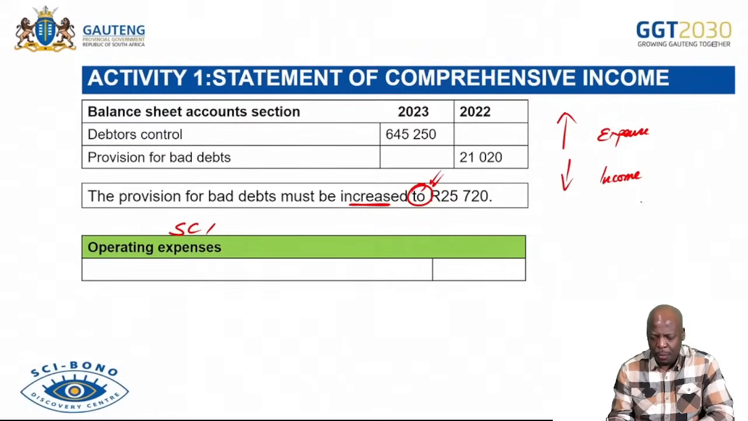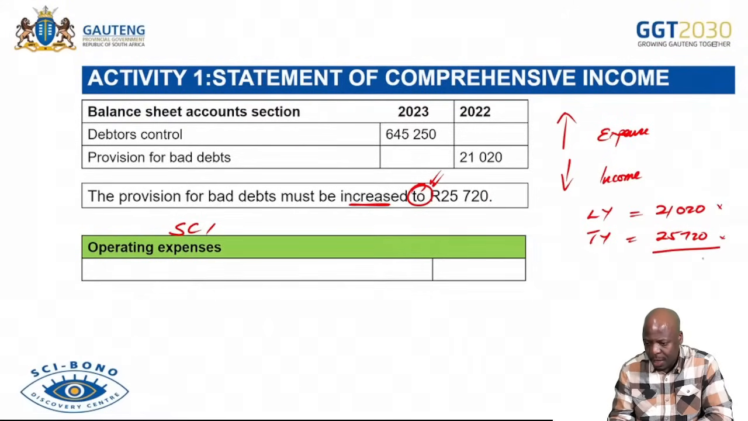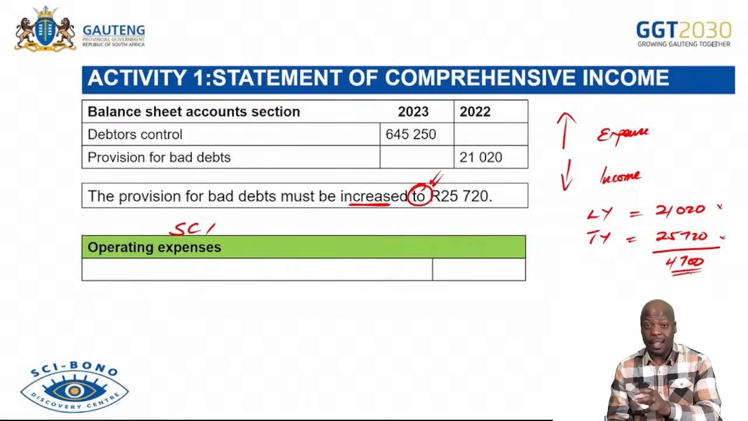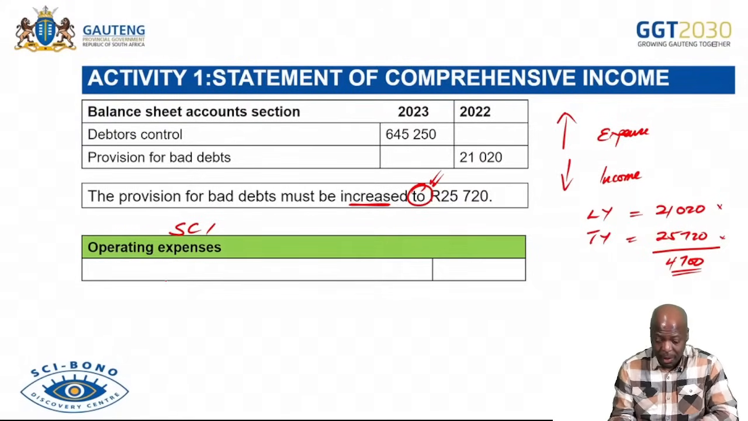Just to simplify that, how do you know whether you have an increase or a decrease? You would be able to compare. So you would compare your last year and your current year. Your last year provision, that is your 21,020, and this year's provision is 25,720. You can see there is an increase. It has increased from that to that. By how much? Calculators, guys. By how much is it increased by? Thank you. 4,700. So this has increased by 4,700.